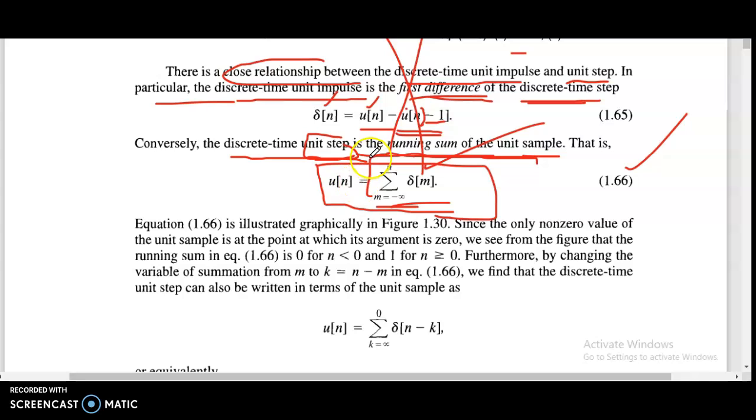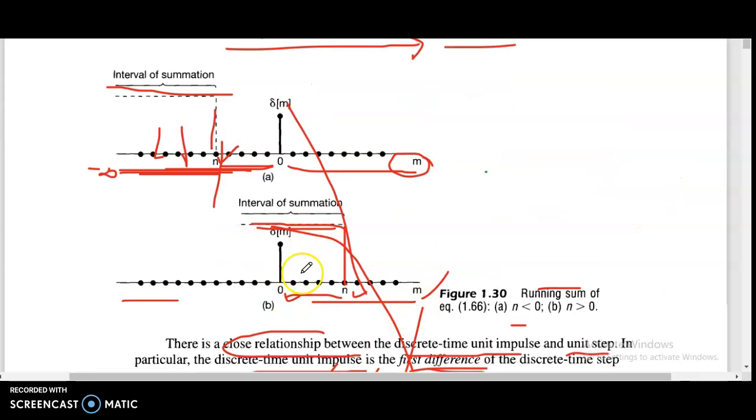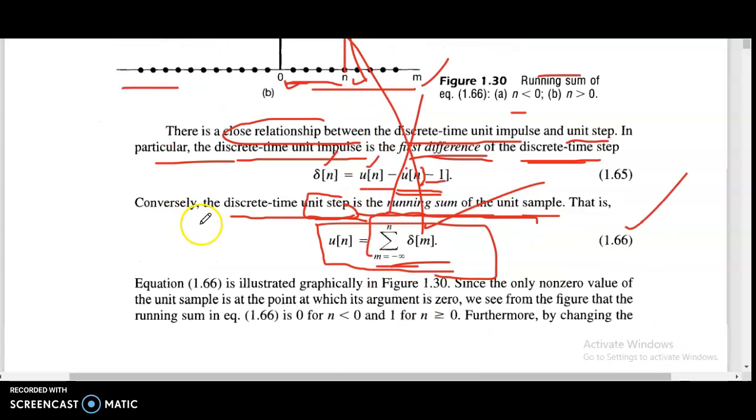So this is the running sum of the unit sample. How much is coming? This is the running sum, for n greater than 0 and for n less than 0.